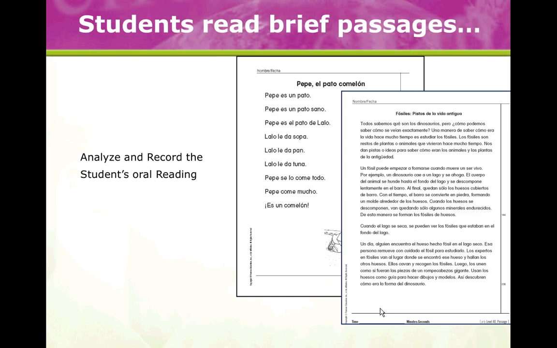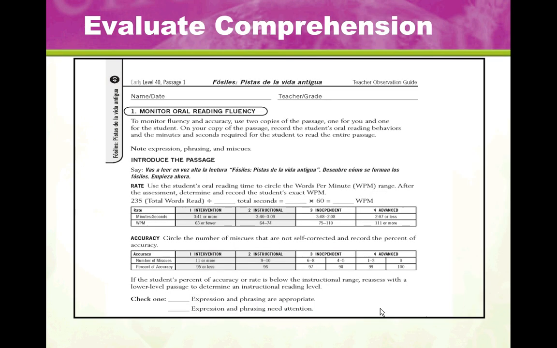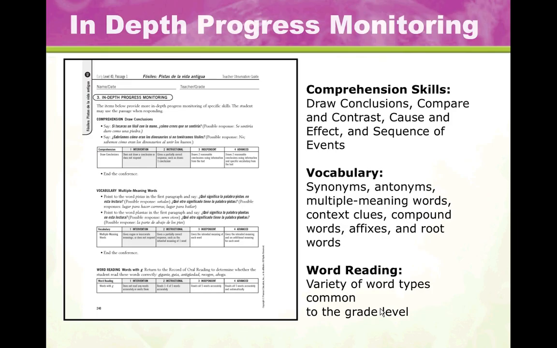The progress monitoring materials are short passages, and during this time you'll record their accuracy, their fluency, and how they problem solve on tests. Once the passage is done, which takes maybe anywhere from 2 to 3 minutes, you move on to looking at some comprehension pieces.